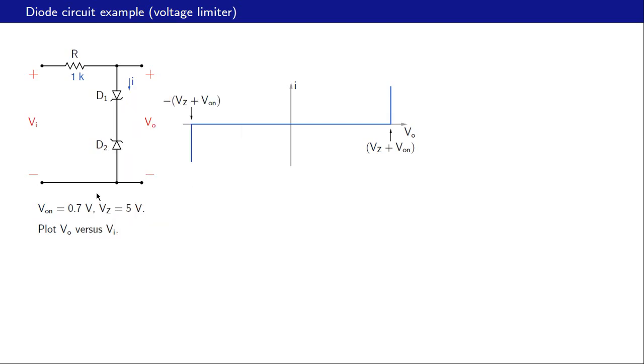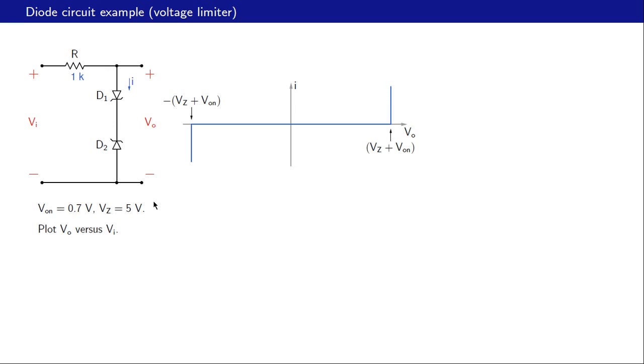What is the condition on Vi for the diode pair to conduct in that direction? In that situation, VO would be 5.7 volts, and this voltage drop would be positive because the current is going like that, and therefore Vi would be 5.7 volts plus this voltage drop, and therefore clearly Vi must be greater than 5.7 volts.